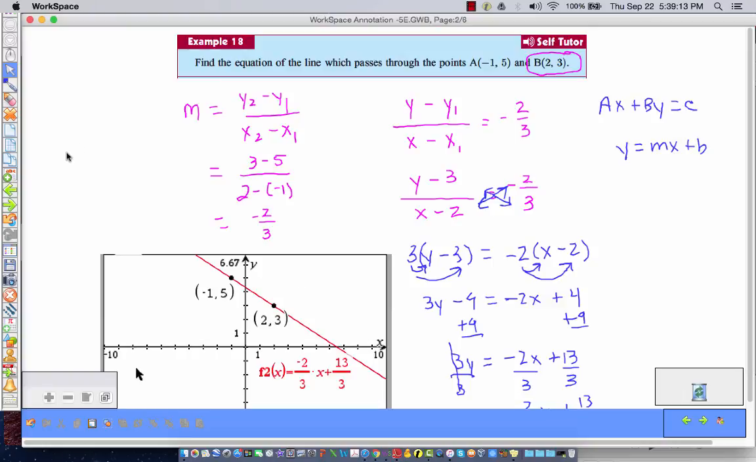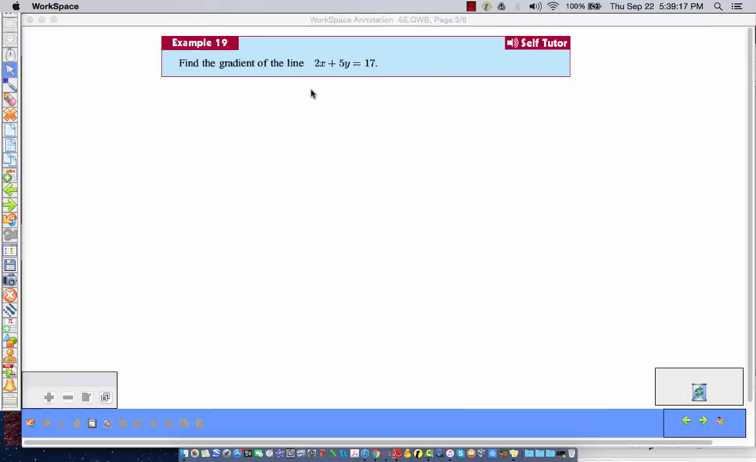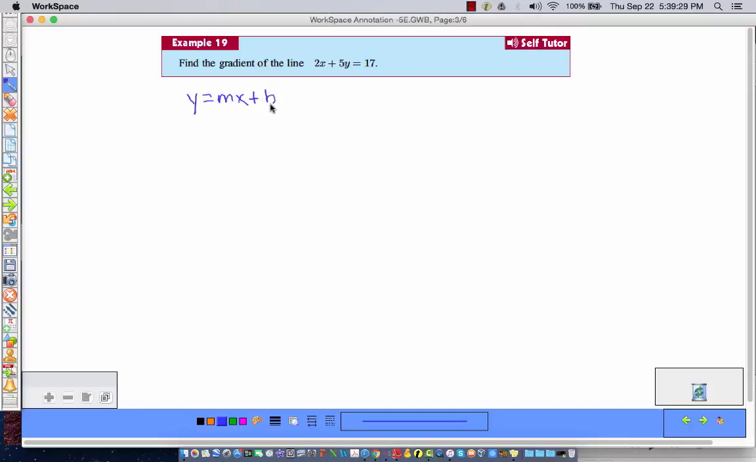All right, one more example and I will shut up. Find the gradient of the line 2x plus 5y equals 17. Well, that's easy enough, isn't it? All I need to do is get it in the form y equals mx plus b. Because if I get it in that form, the coefficient of the x term is indeed the gradient, which of course we also call slope.